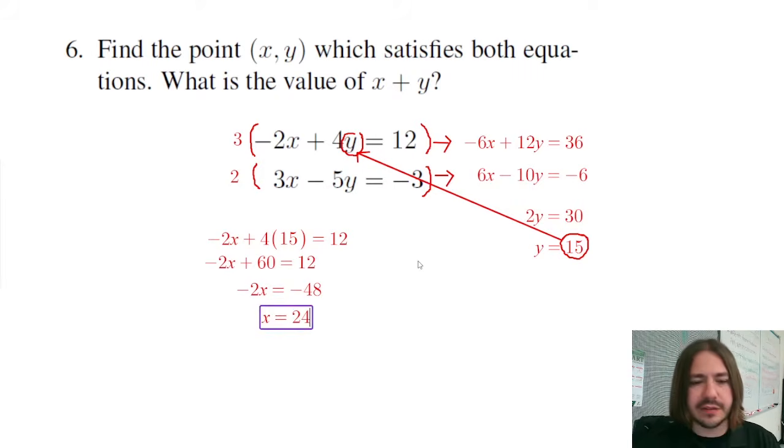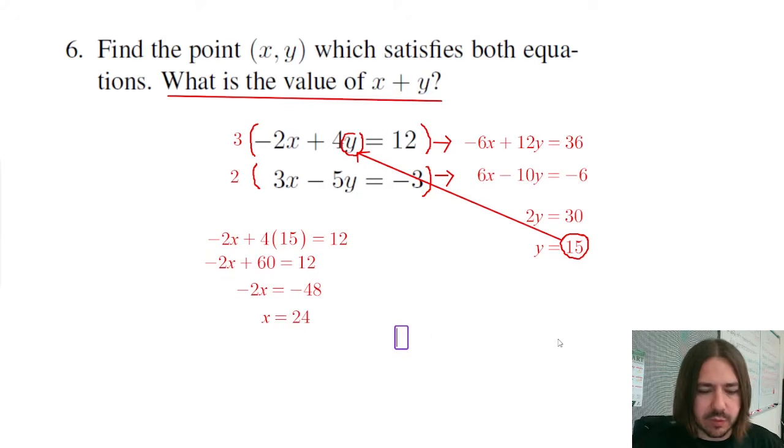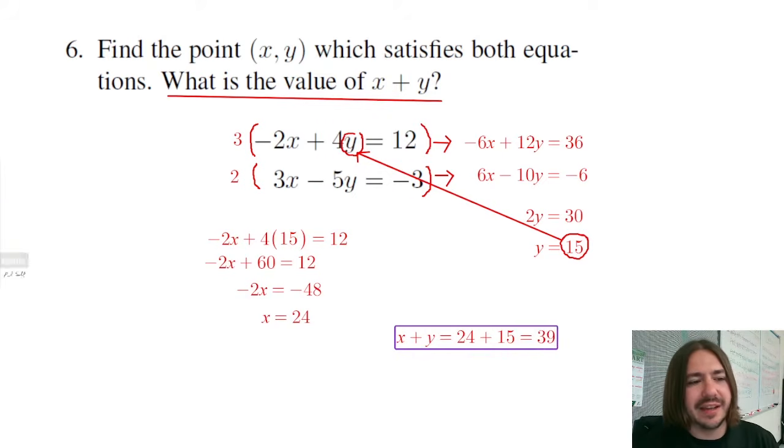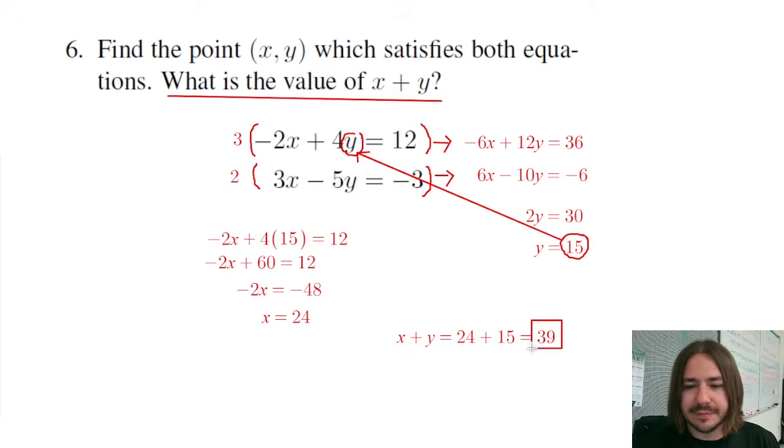So now I have x, and I already had y. And the question is, what's the value of x plus y? So x plus y is going to be 24 plus 15, which is going to give me my final answer, which is 39. All right, and that's number 6.